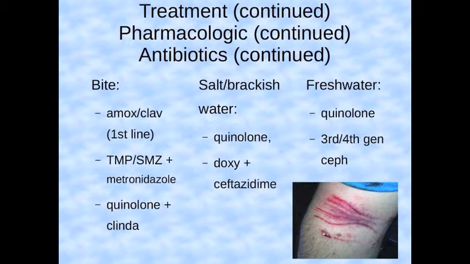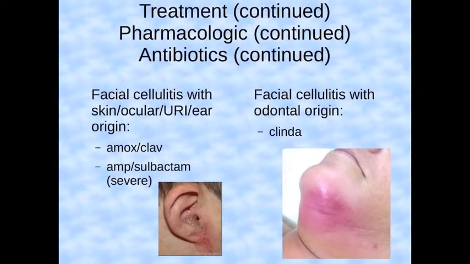You'd be looking at inpatients getting piperacillin-tazobactam or ampicillin-sulbactam, or a fluoroquinolone with clindamycin. That's just what you'd be expecting, but you're sending them inpatient for that. Salt or brackish water associated with cellulitis needs fluoroquinolones or doxycycline with ceftazidime. And if it's fresh water, try a fluoroquinolone with a third to fourth generation cephalosporin, like give them some Rocephin or something like that.